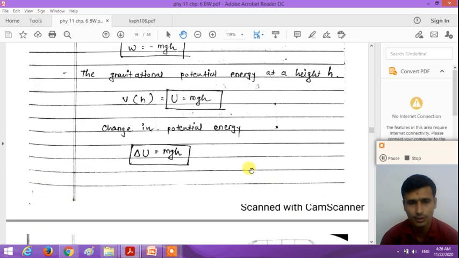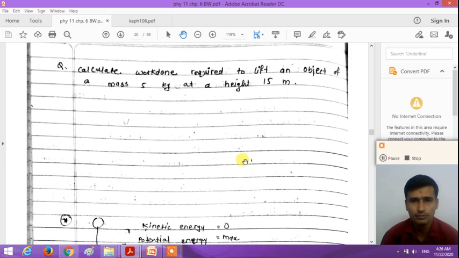Understand, dear student? Now take this short question. Calculate the work done required to lift an object of mass 5 kg to a height of 15 meter. The mass of the object, 5 kg, is given to you. Height h is equal to 50 meter and g is equal to 9.8 or 10 meter per second square. You can easily calculate the work done as well as the change in the potential energy of the object, U equal to mgh or W equal to mgh. Calculate this example by yourself.